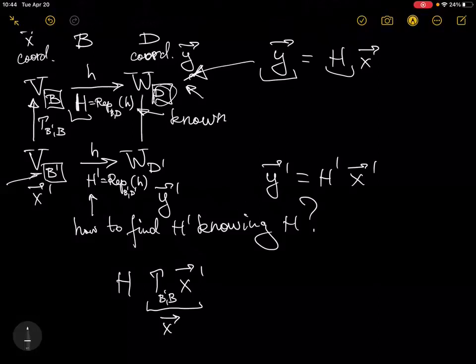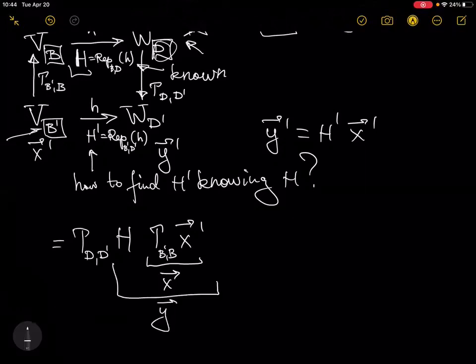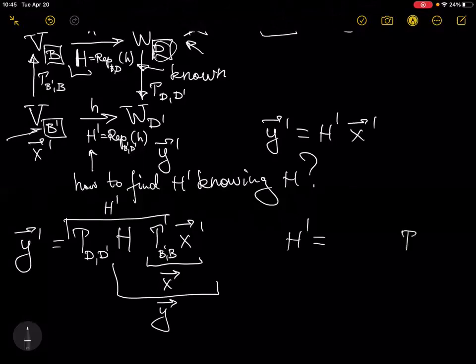So what you need to do is switch from D to D prime. You need to find the transition matrix from D to D prime, like that. And this will give you just Y, and now you already have Y prime. This is nothing else, because representation is unique with respect to the basis, but H prime. So H prime is the transition from B prime to B, then your known homomorphism matrix representation, then the transition from D to D prime. Is it clear or not?